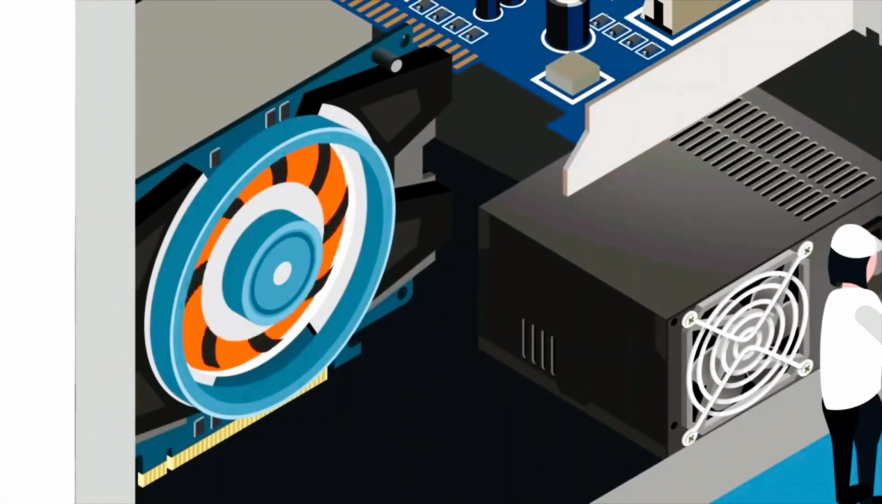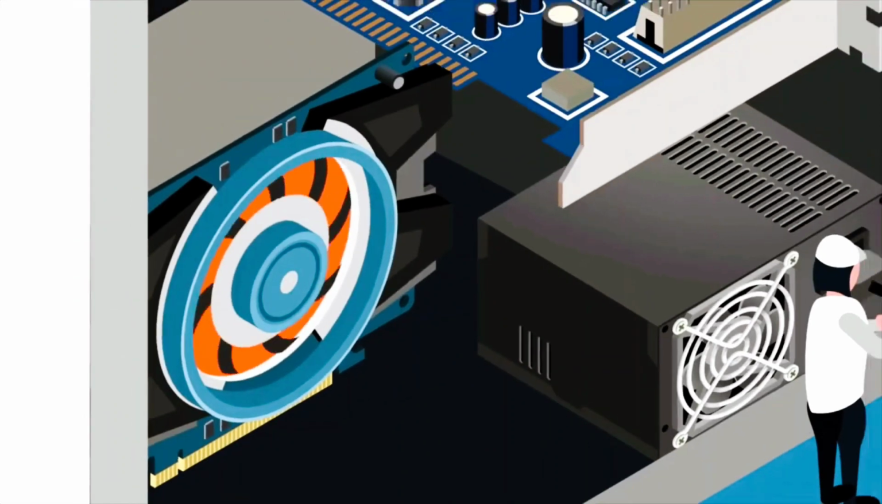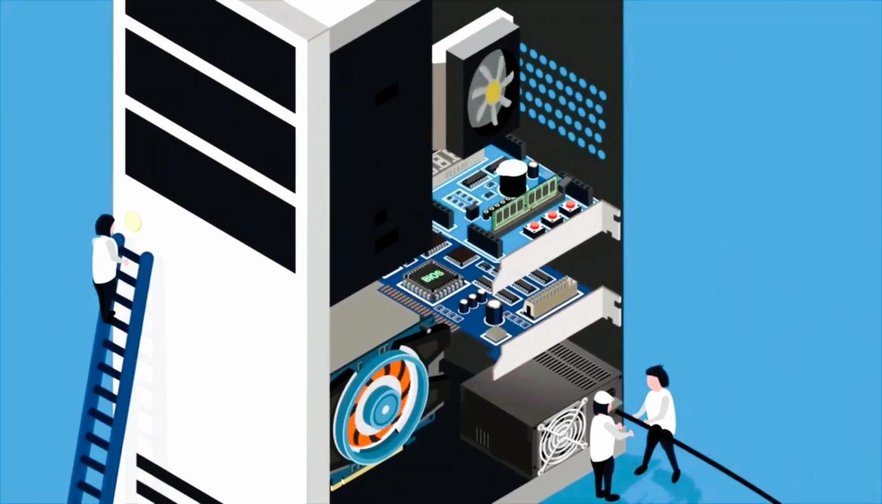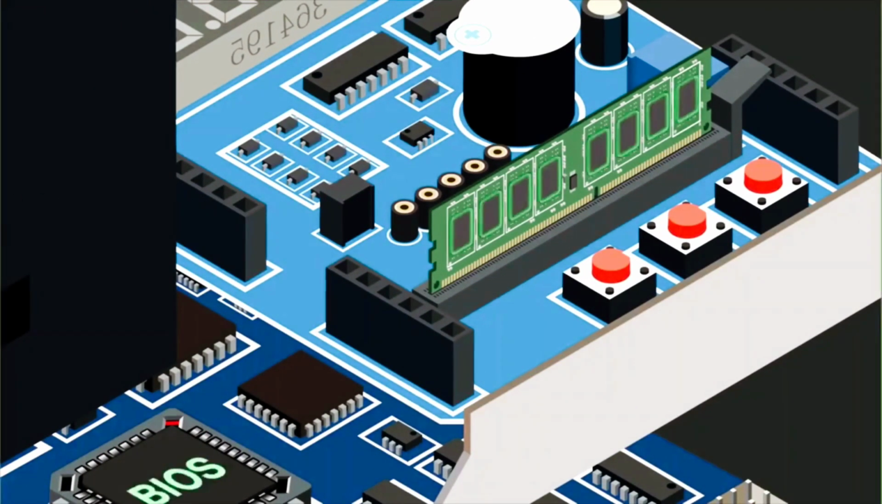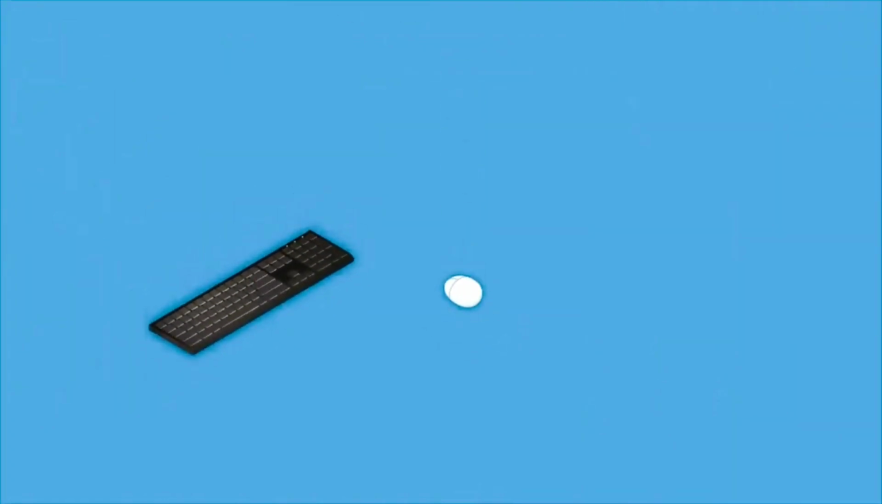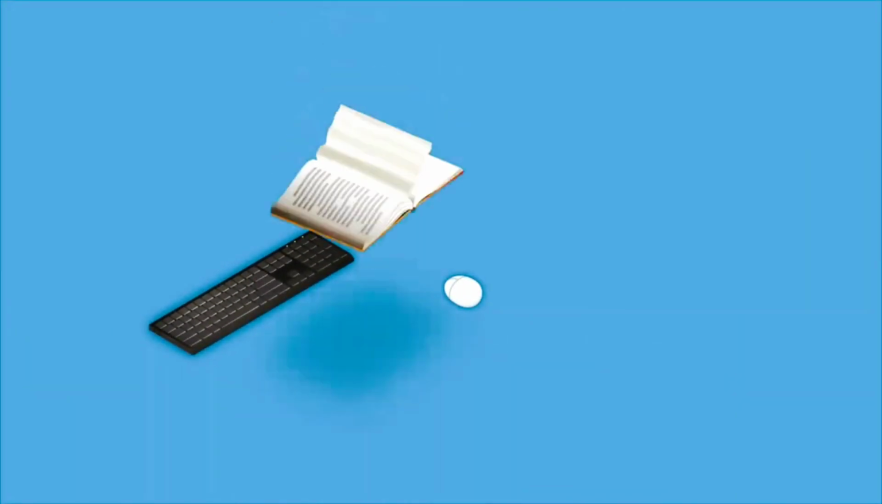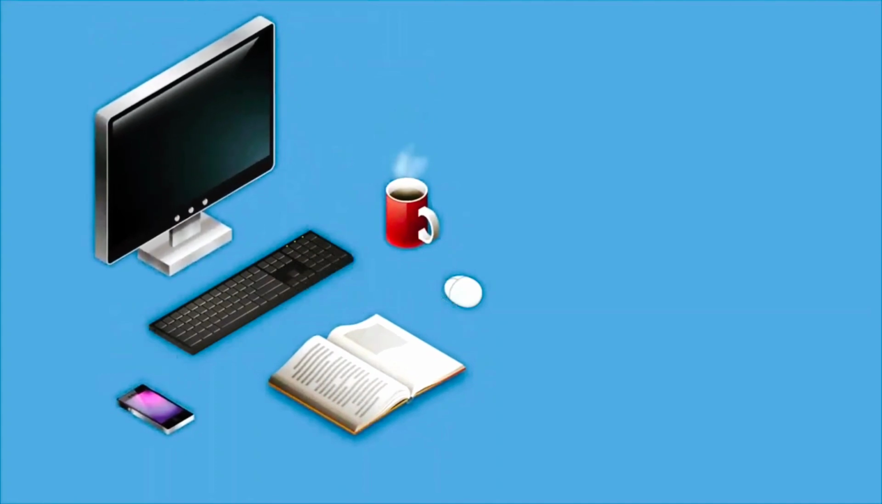The POST then checks to make sure it can find a CPU and that it's communicating. Then it tests your RAM. This is a very basic check of whether it can communicate with your RAM. Now it checks for keyboard and mouse. Depending upon the type of keyboard you have, you might see the keyboard's lights flash.